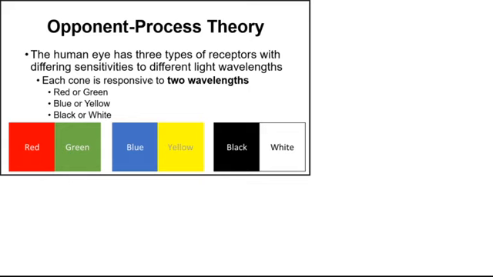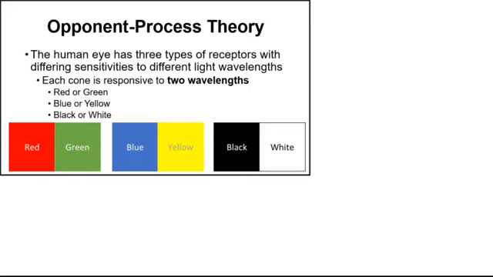This was proposed a little bit later on, still in the 1800s, but towards the late 1800s, by Hering. And again, our name is actually kind of helpful here. Opponent process is telling us that we have two opposing actions happening, and that's what's going on in this theory. The beginning of the theory starts off exactly the same. The human eye has three types of receptors, and they have different sensitivities to different light wavelengths. Exactly the same starting point. But where we differ is how they respond to those wavelengths.